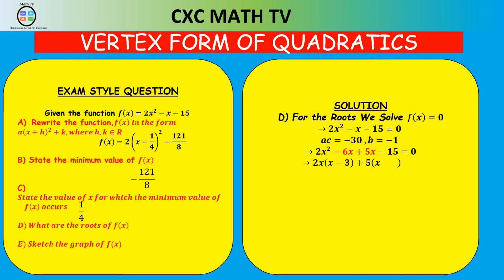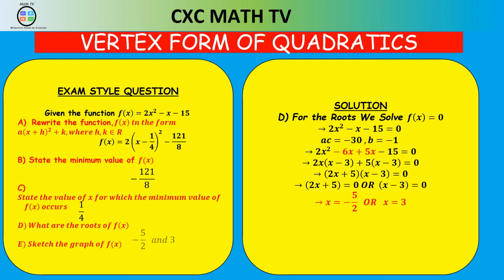So we factor out 2x. So we have 2x in bracket x minus 3. From the next two terms we factor out 5. We have 5 in bracket x minus 3. So this simplifies to be 2x plus 5 times x minus 3 equal to 0. So it's either the 2x plus 5 is 0 or the x minus 3 is 0. From that we get x is negative 5 over 2 or x is 3. So the roots are negative 5 over 2 and 3.